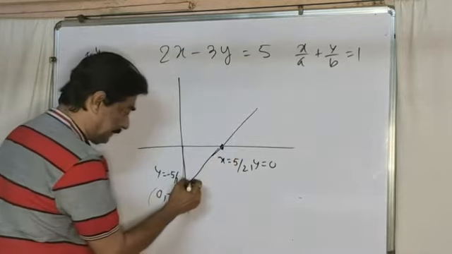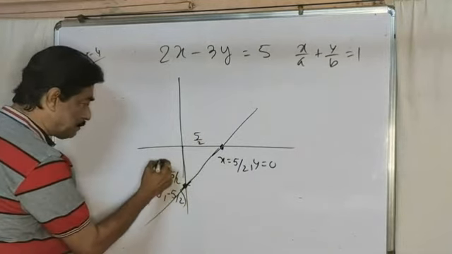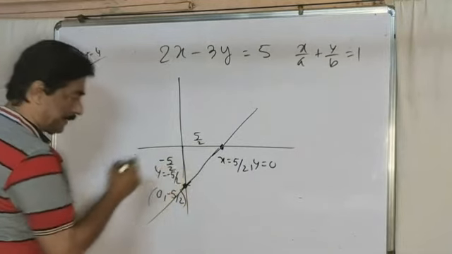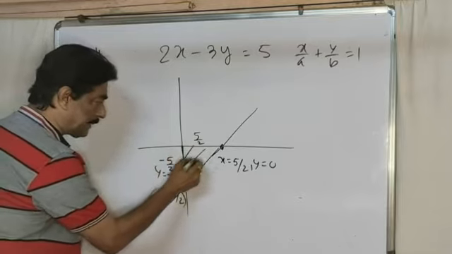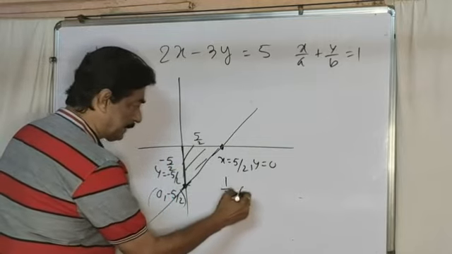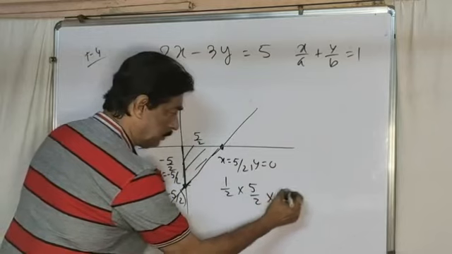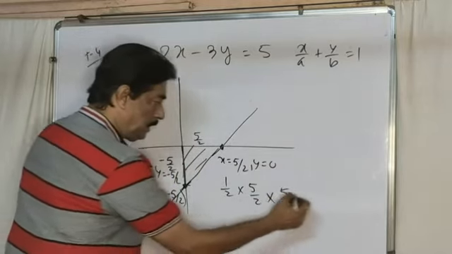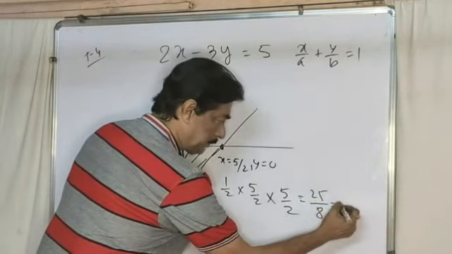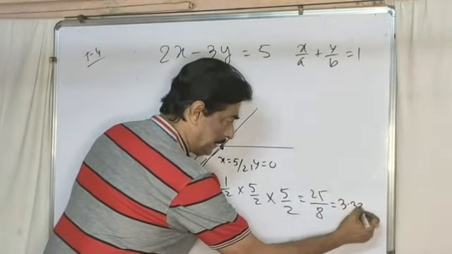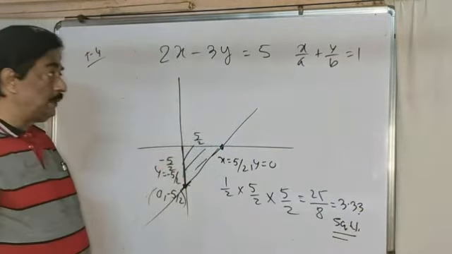The structure is this. Now this length is 5 by 2, and this length is minus 5 by 3. Minus stands for the negative side, but the value is 5 by 3. Now what is the area of the triangle? Half into base 5 by 2 into altitude 5 by 3, not minus. So this is 25 by 12, which is about 2.08 square units.